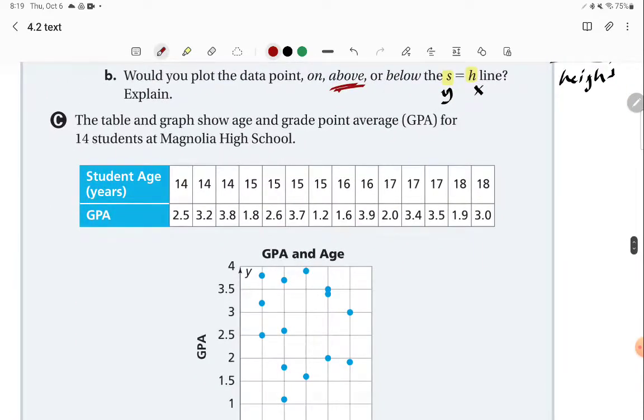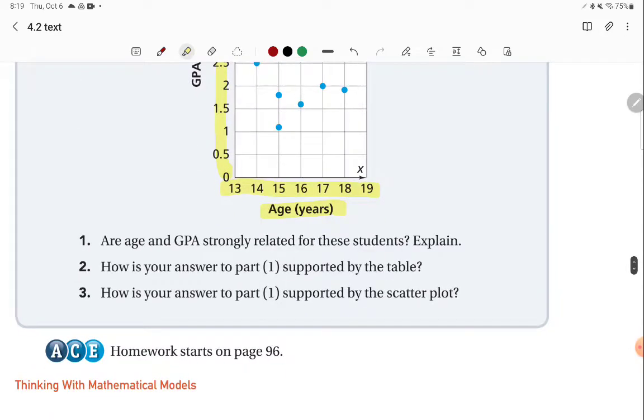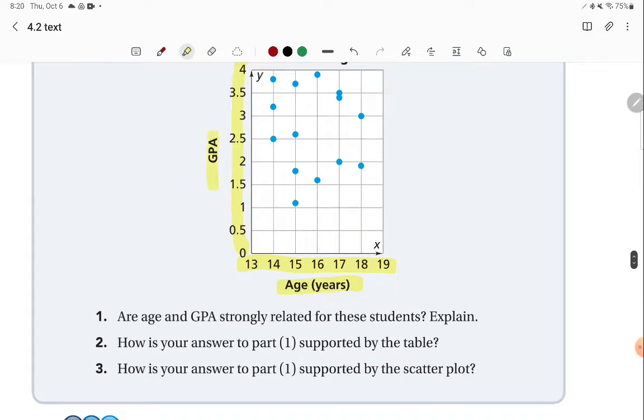And then in part C, the table and graph show age and grade point average for 14 students. Again, we're at Magnolia, but this time we're at the high school. So we're going from ages 14 to 18. So down here are your ages, 14 to 18. And then the GPA goes from 0 to perfect of 4. Now go ahead and answer these questions about the comparison between age and GPA, and then pause the video, come back, and see how you did.